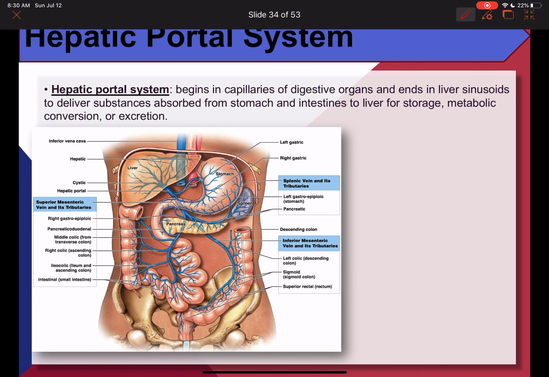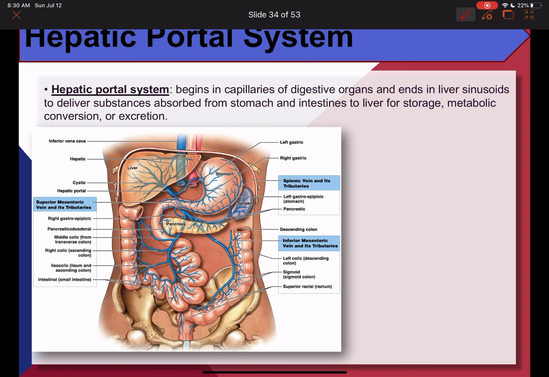Okay, so we already know very well the pulmonary circuit, and now the next unique circuit is something like what we have already talked about between the hypothalamus and the adenohypophysis. Remember the hypophyseal portal system, but now we are talking about the liver. So this is called the hepatic portal system.